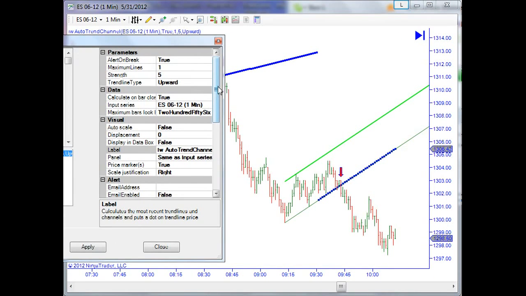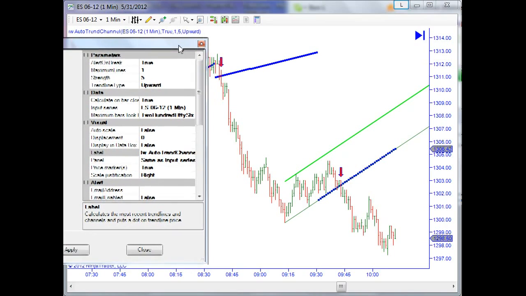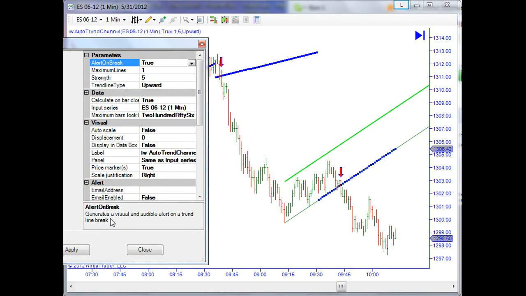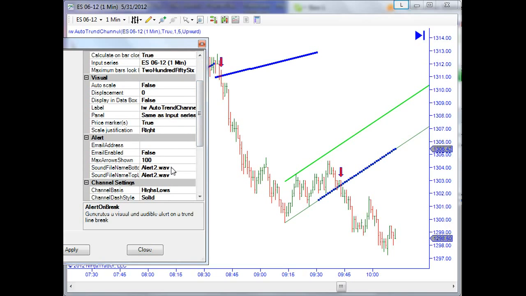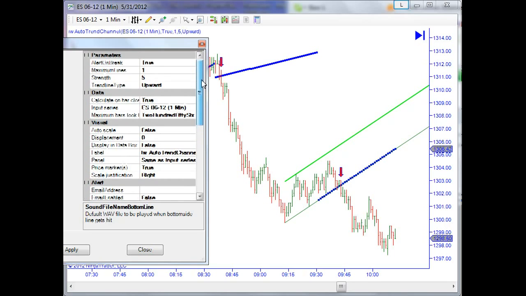You can see some of the versatility you have. First one is the alert on break. Do you want to generate a visual and audible alert on a trendline break? So do you want to have the visual arrow drawn, and do you want to have a WAV file played? WAV files are specified down here as well. So you can set the sound file name for a bottom line, so that would have been this case, a bottom line was violated. And the top line is for a descending trend line and an upward buy arrow.